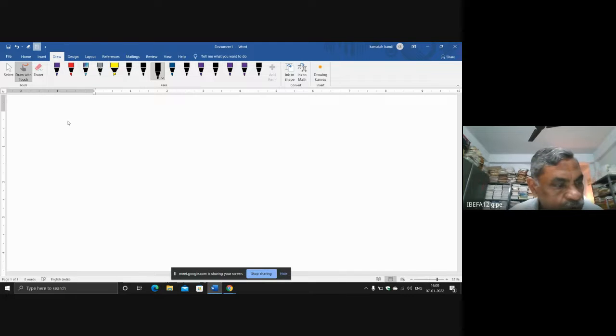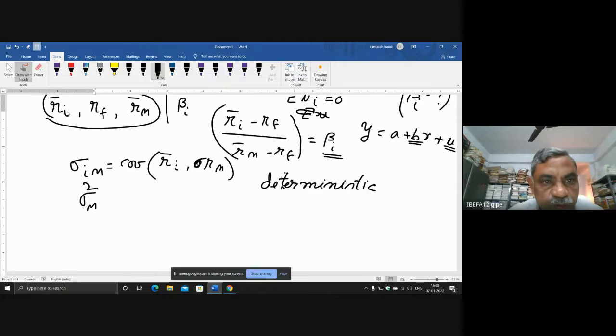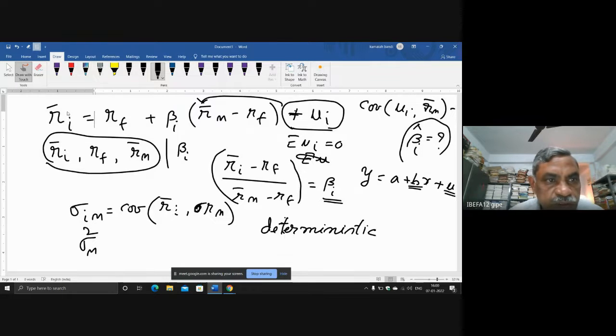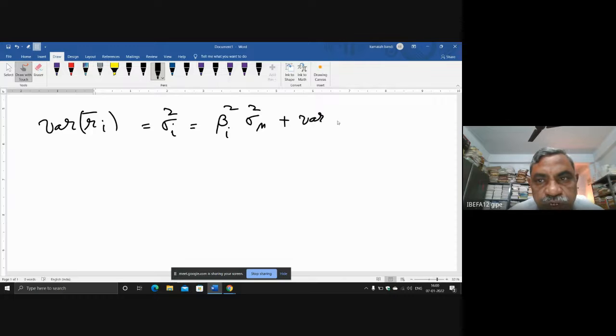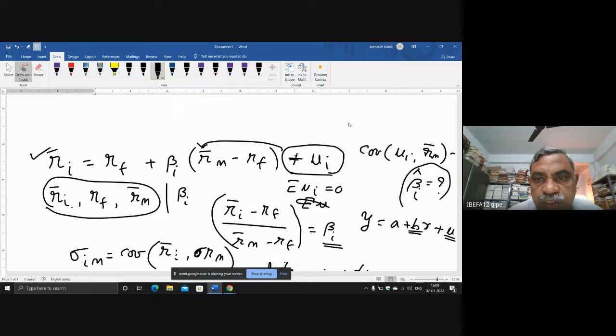Okay. So now when it comes to estimating the beta, you first work out from the above relation, directly you write variance of r bar I equals sigma square I, you write like this, sigma square I equals beta I square sigma square m plus variance of u. That is from this relation, directly you can write variance of this will be 0. And here variance of this is beta I square and variance of this is nothing but sigma square m, right?